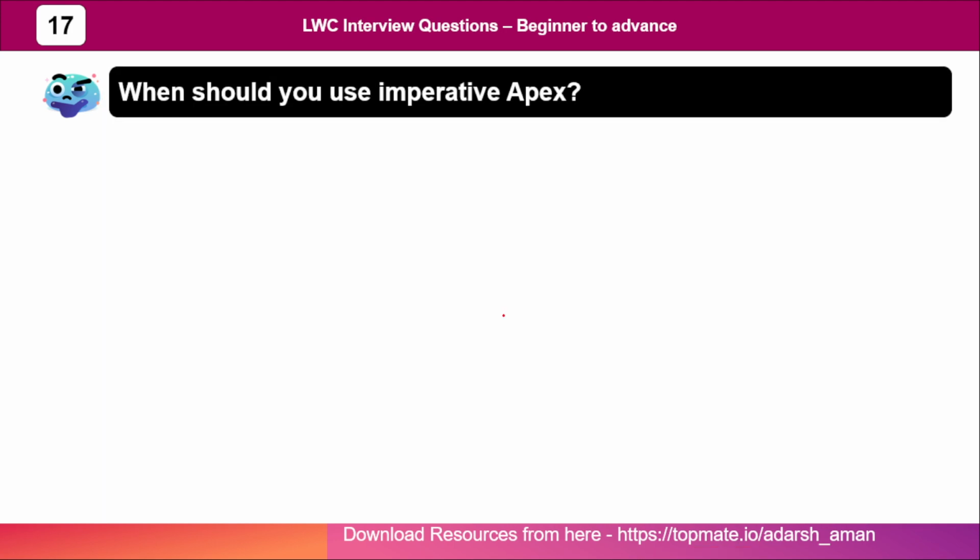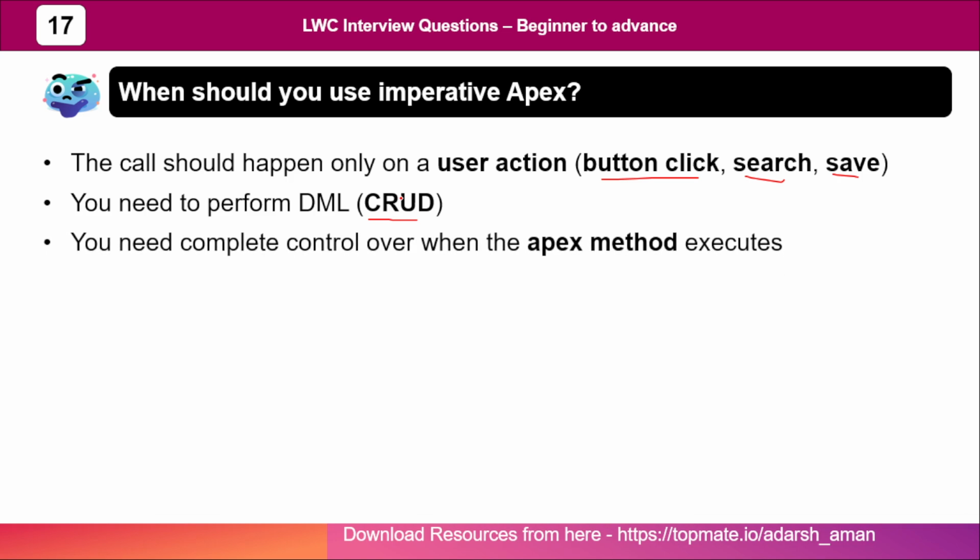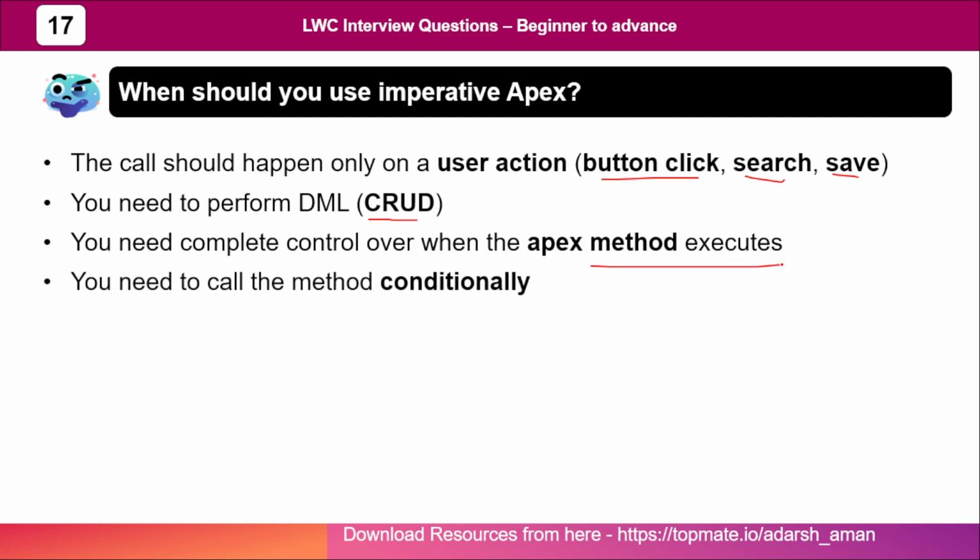Okay, now the next question is, when should you use imperative apex? The call should happen only on a user action, let's say button click, search and save. In that case you need to use the imperative apex. Since you want to perform from that apex method, you have to use the imperative apex. You need complete control over the apex method, how it executes. Then in that case you need the imperative apex. You need to call the method conditionally, like based on certain conditions you want to call it. In that case you can use this one.